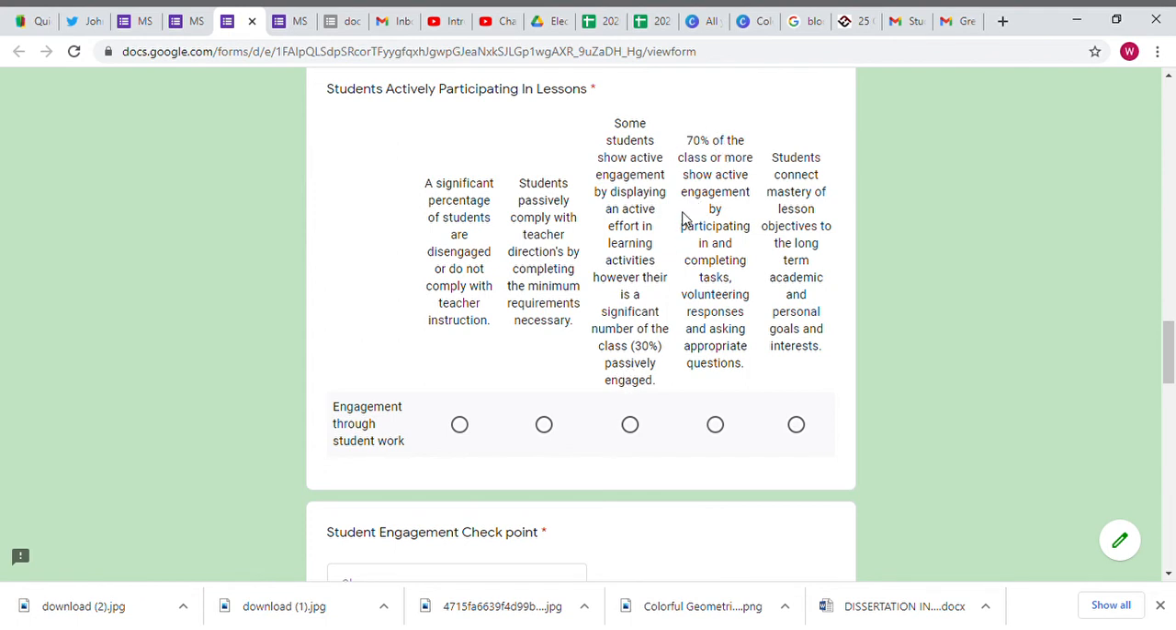This next one is number 4, 70% of the class or more show active engagement by participating in completing tasks and volunteering. Then we have this fifth one, which once again is a mastery goal: students connect the mastery of the lesson through engagement to their long-term academic and personal goals and interests. We're really shooting for this target here, which is your 4th target.